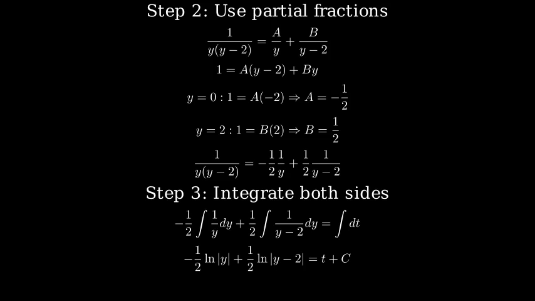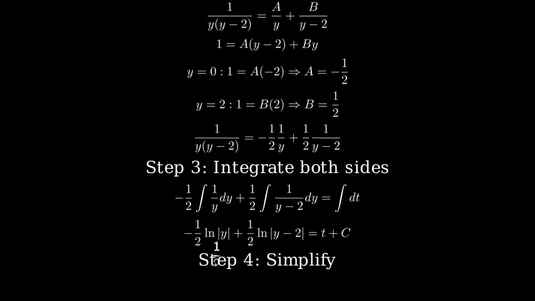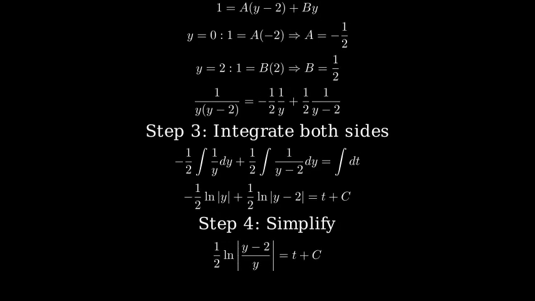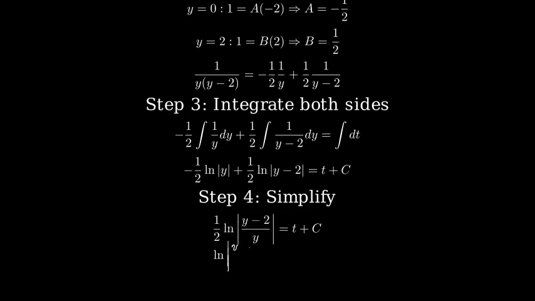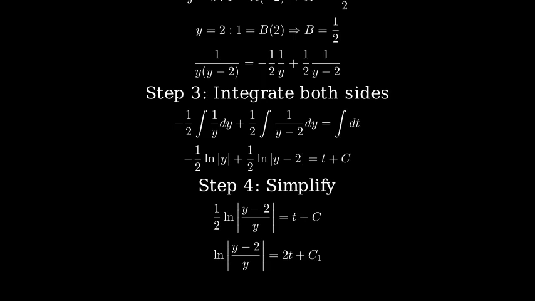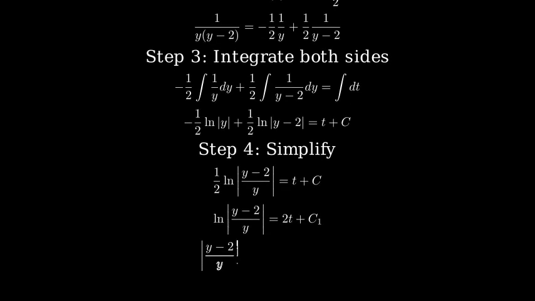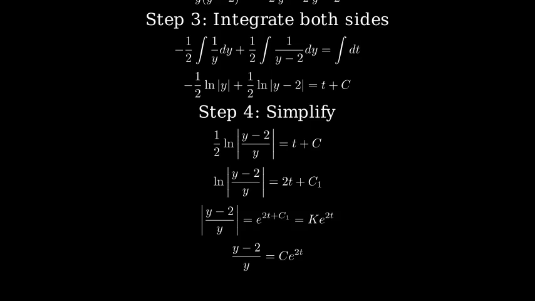Step 4. Let's simplify our solution. Using logarithm properties, we can combine these terms to get 1/2 ln|(y − 2)/y| equals t plus C. Multiplying both sides by 2, we get ln|(y − 2)/y| equals 2t plus a new constant C₁. When we exponentiate both sides, we get |(y − 2)/y| equals e^(2t + C₁), which we can write as k e^(2t), where k is e^(C₁).